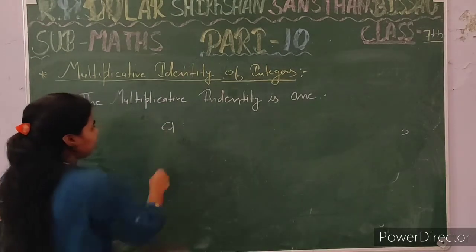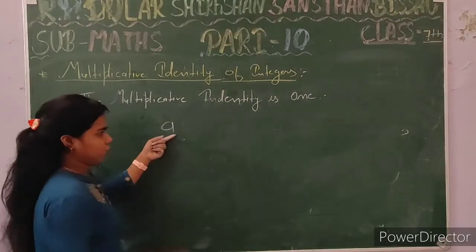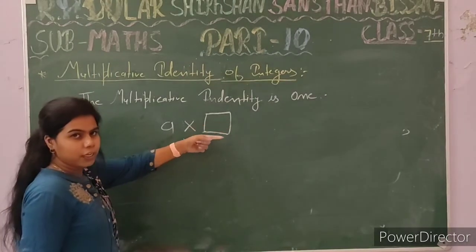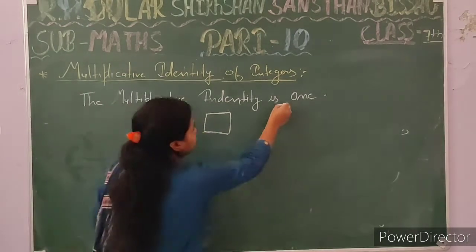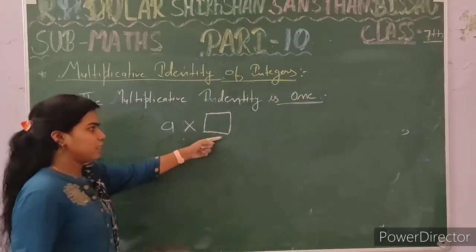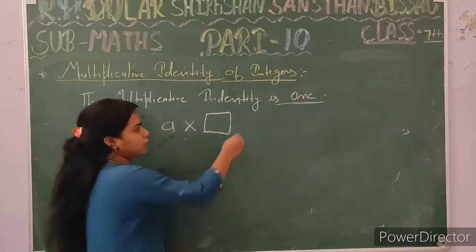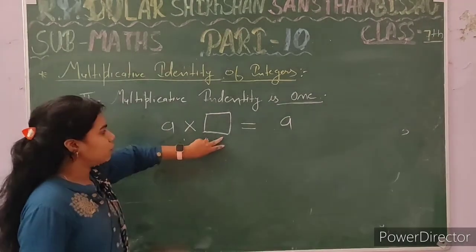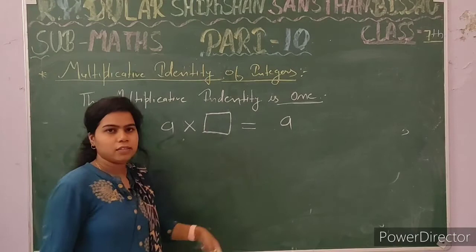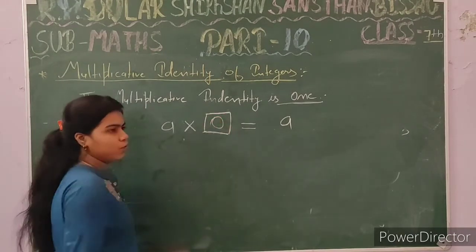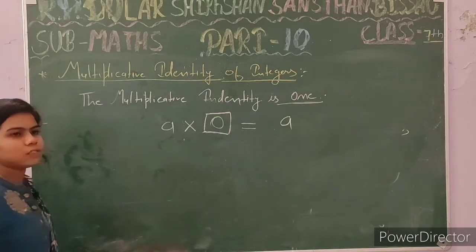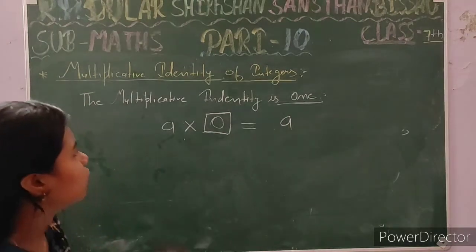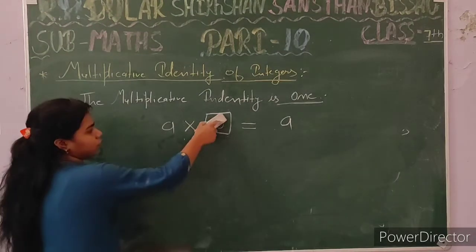Look here, if the given digit is a, which digit will be multiplied? Here is the blank, to explain how 1 is right. Which digit multiplied to a gives the given digit? We don't write 0 here, because if we multiply any integer by 0, it becomes 0, not that digit. So this is wrong.